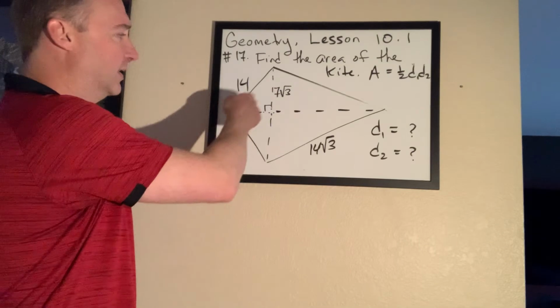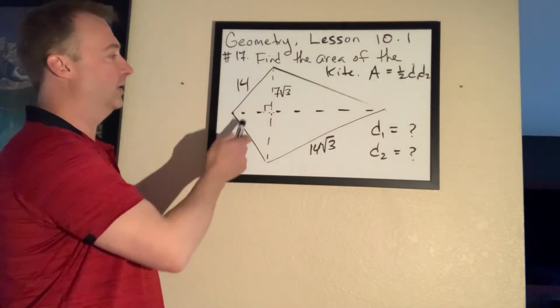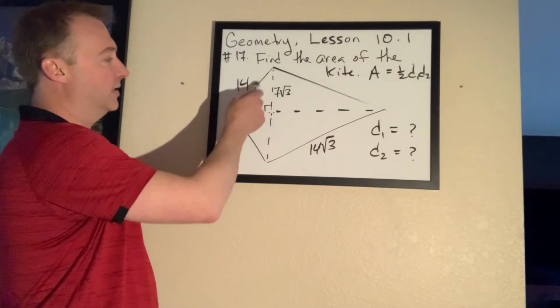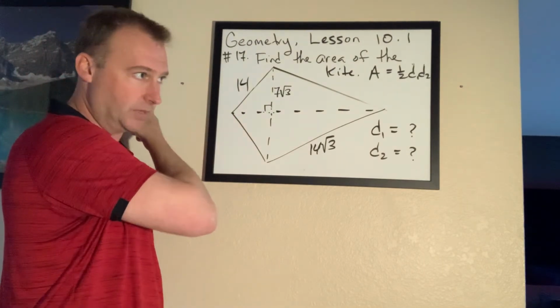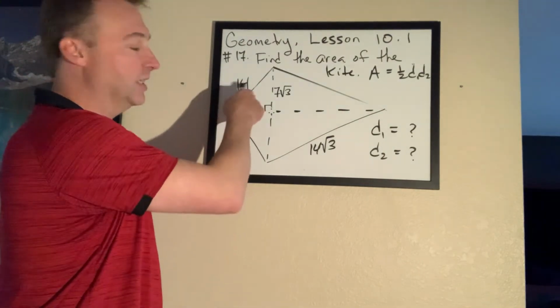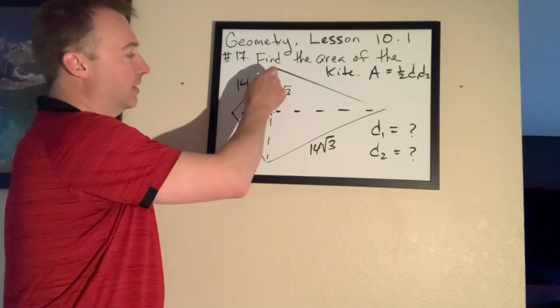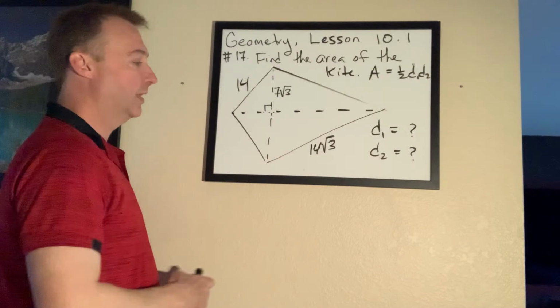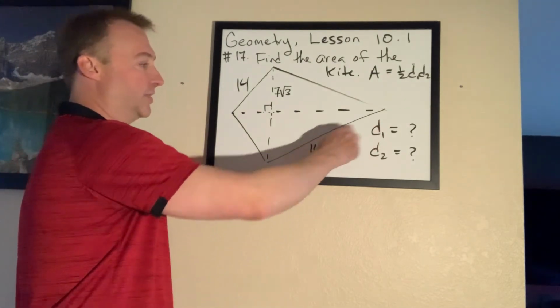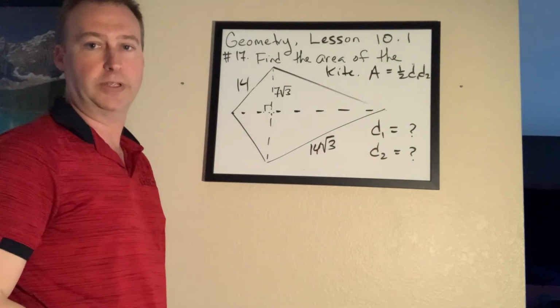You're given that it's a kite, and they only give you a few dimensions. They give you that this side here is 14. I didn't put the units on, just kept them out of the clutter. Inches, I think. 14, this part of that diagonal is 7 root 3. And then this larger side here is 14 root 3.